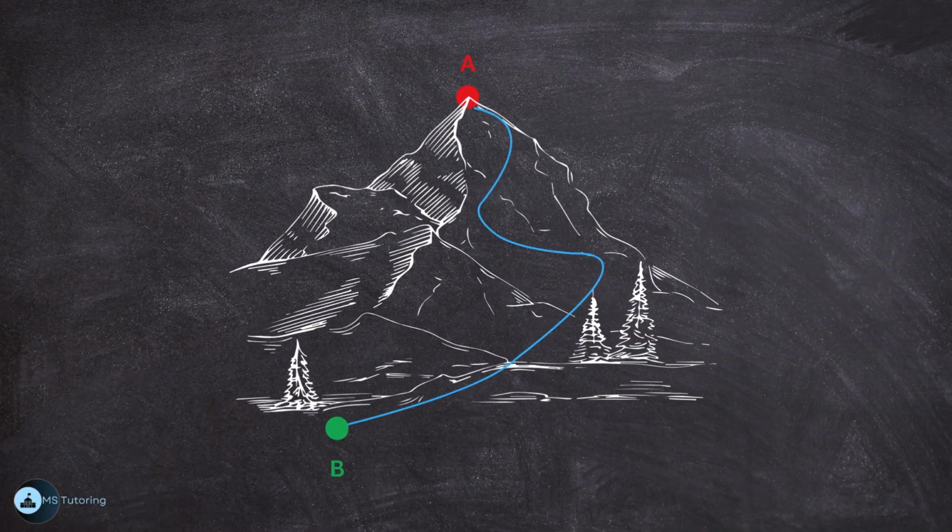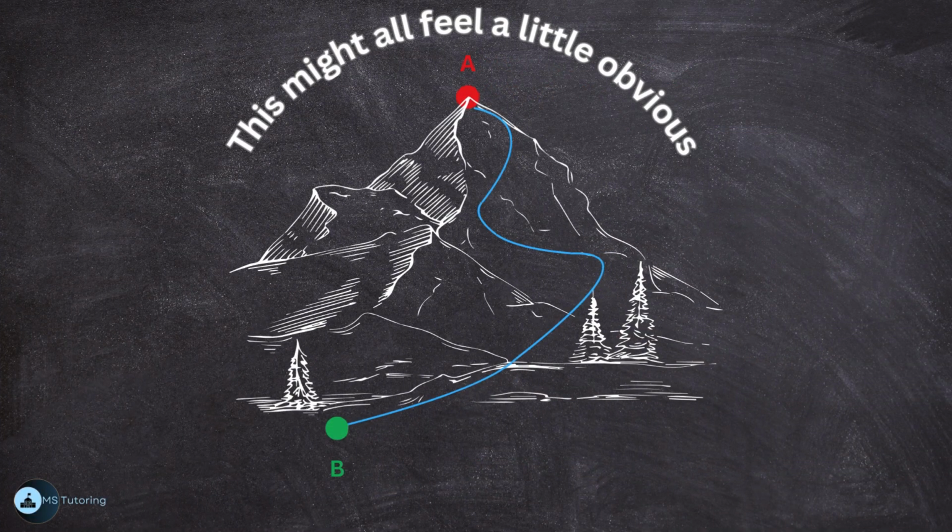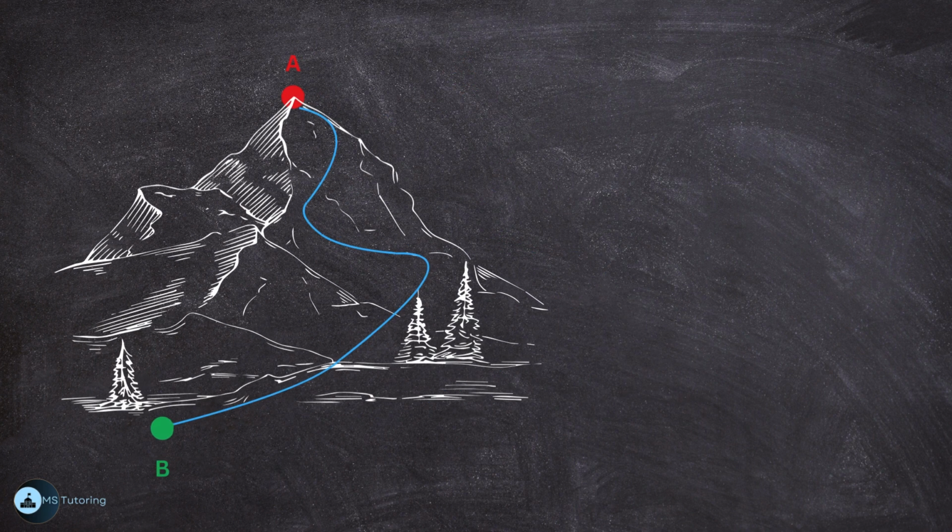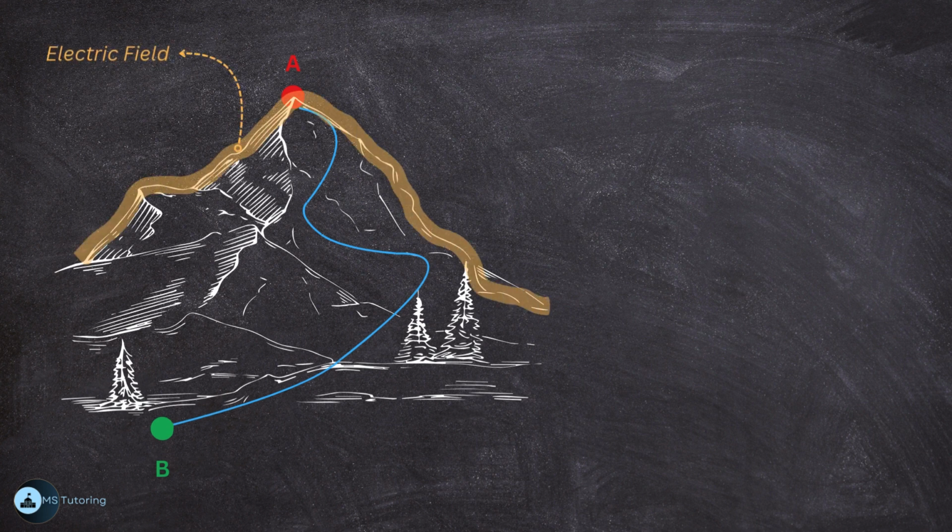Okay, now this might all feel a little obvious at this stage. So let's connect all these elements and concepts to the ones we encounter in electric fields. Our mountain is going to play the same role as our electric field. And just like the mountain is the physical structure that provides a difference in height between A and B, our electric field will provide a difference in what we call potential between these 2 points.